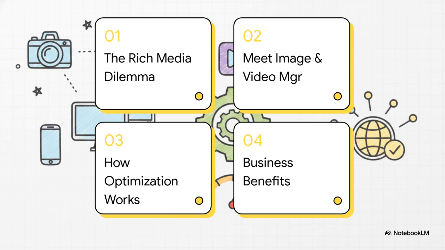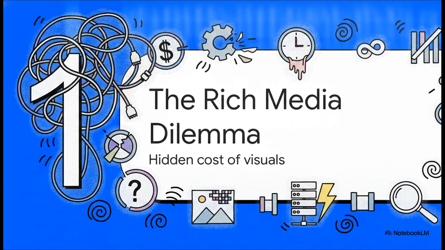Here's our roadmap for this explainer. Number 1, the rich media dilemma. 2, meet Image and Video Manager. 3, how optimization actually works. And 4, benefits for your business. Let's go. Starting with Section 1, the rich media dilemma, the hidden cost of visual experiences.